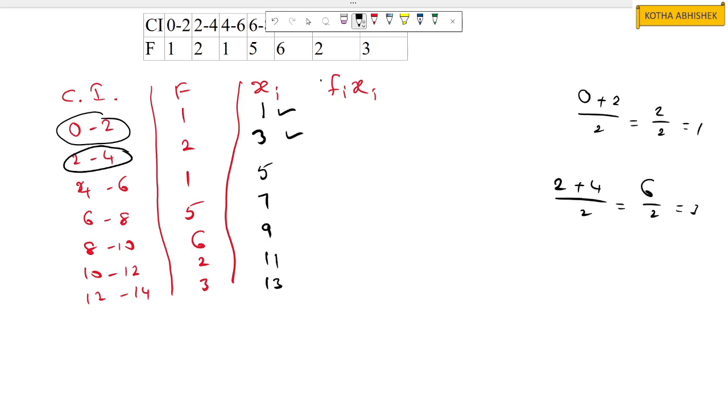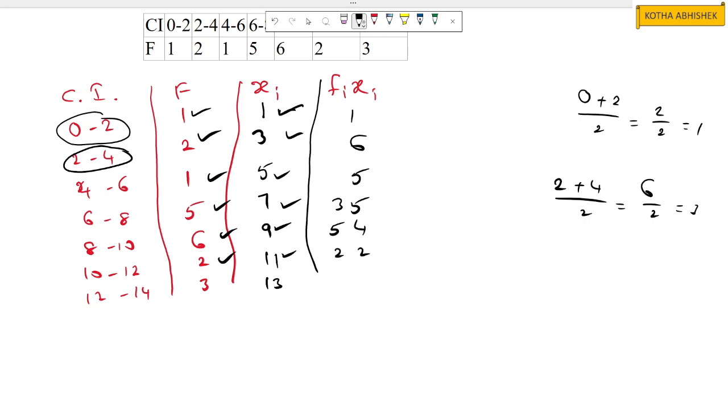Now the last column is fixi, multiplying. These two numbers we need to multiply. 1 times 1 is 1. These two, 2 times 3 is 6. 1 times 5 is 5. 5 times 7 is 35. 6 times 9 is 54. 2 times 11 is 22. 13 times 3 is 39. Now this last column you need to add and write as sigma fixi, summation fixi equals.